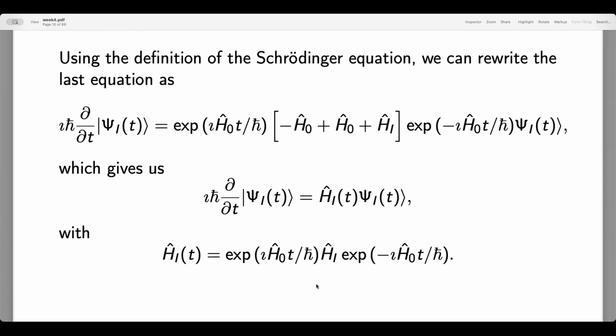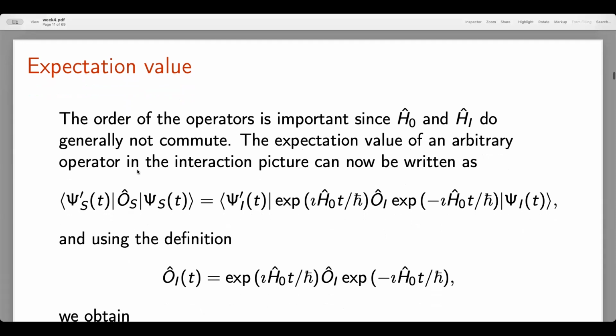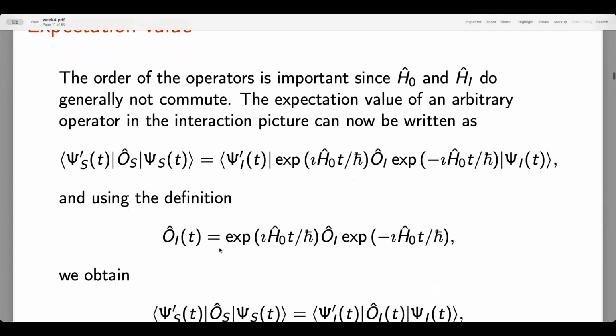Okay, so this is the operator which we end up with. And then the order of the operator is actually important, since this H0 and H1 in general do not commute. And that means that the expectation value of a given quantity, if you're thinking of the expectation value in this Schrödinger picture, where we had H0 and Hi, can actually now be rewritten where we have now redefined an operator in this new picture. So this is a transformed operator.